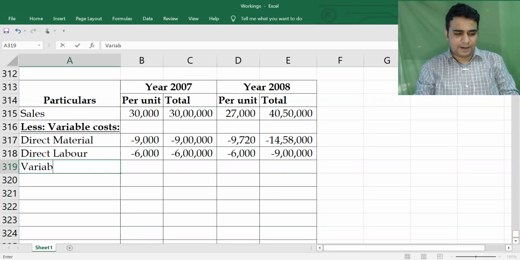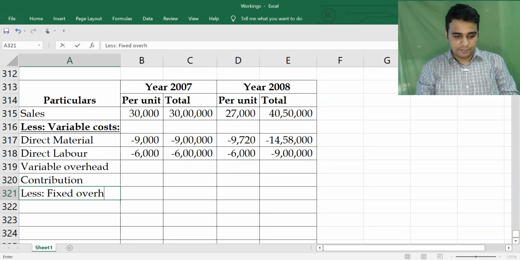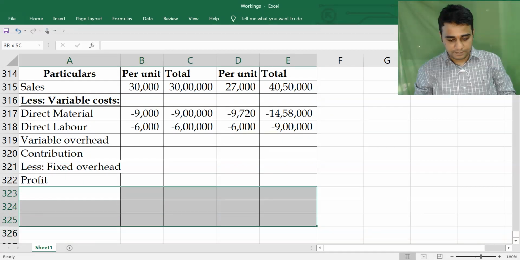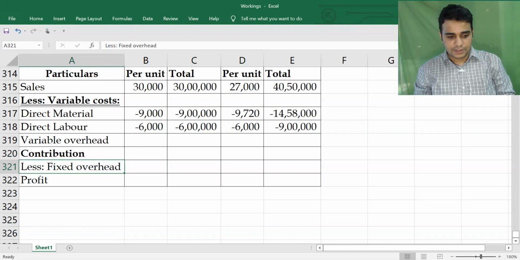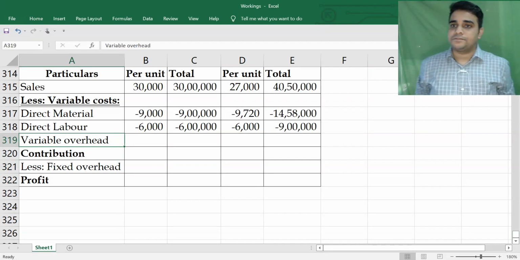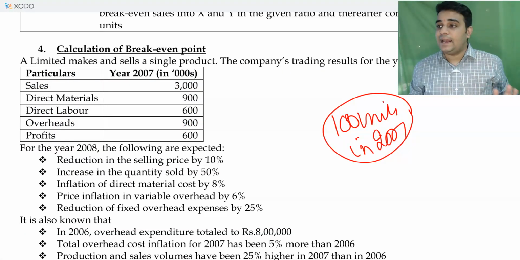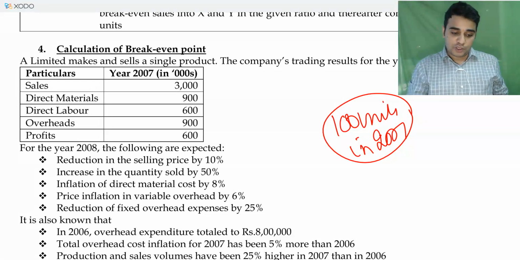Now comes the tricky part. Variable overhead, contribution, less fixed overhead and profit. The problem is the overhead is 9 lakh. I don't know how much is variable, how much is fixed. I cannot make assumption and all because both are there.